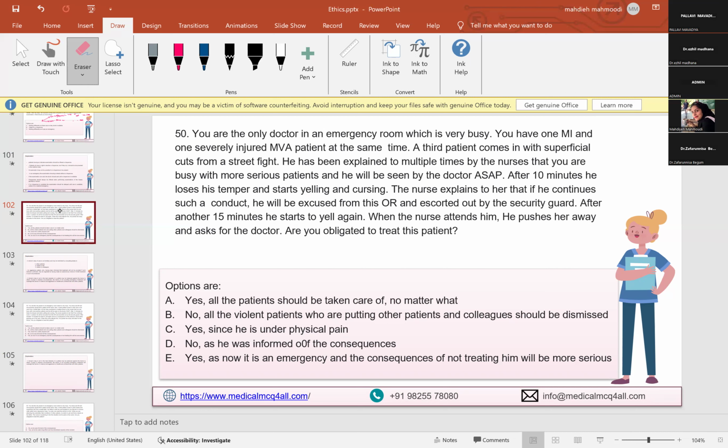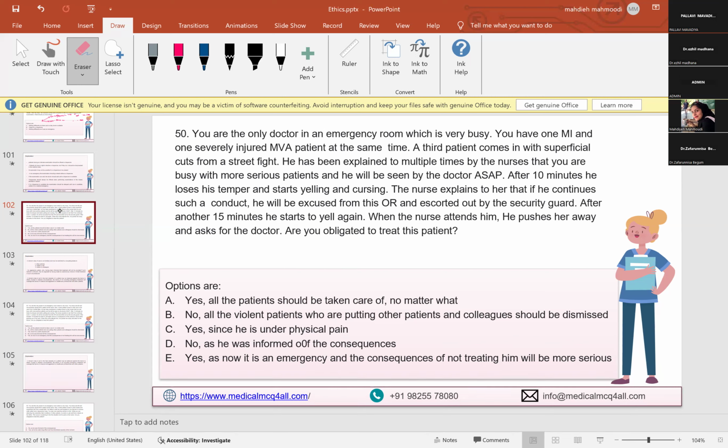After another 15 minutes, he starts to yell again. When the nurse attends him, he pushes her away and asks for the doctor. Are you obligated to treat this patient? A, yes, all the patients should be taken care of no matter what. B, no, all the violent patients who are putting other patients and colleagues at risk should be dismissed. C, yes, since he's under physical pain. D, no, as he was informed of the consequences. And E, yes, as now it is an emergency and the consequence of not treating him will be more serious.